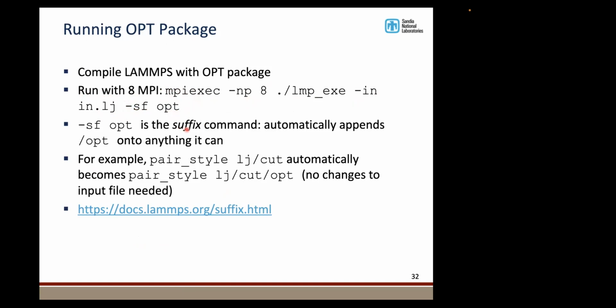What this does is it automatically appends this /opt suffix onto any style in LAMMPS that it can. So for example, if you're using the Lennard-Jones potential, lj/cut, then it will automatically append this to lj/cut/opt. As I said before, you don't have to make any changes to your input file. You just put this one command line option. And the suffix command is documented here in LAMMPS.